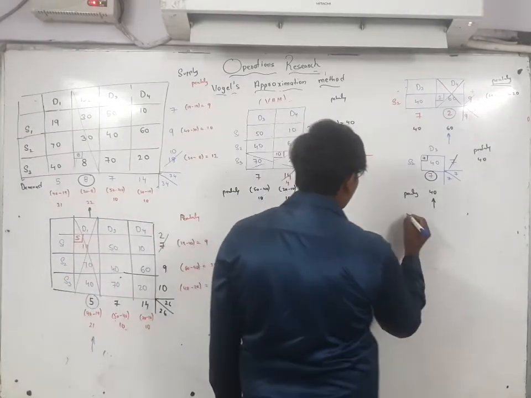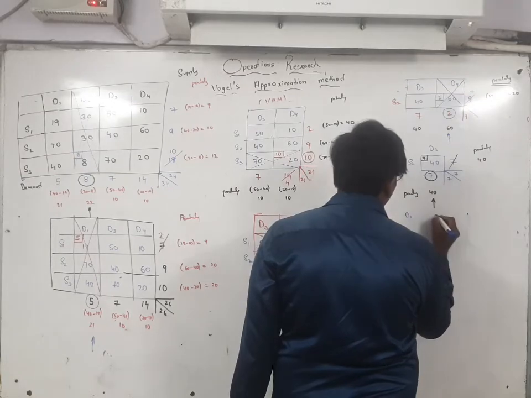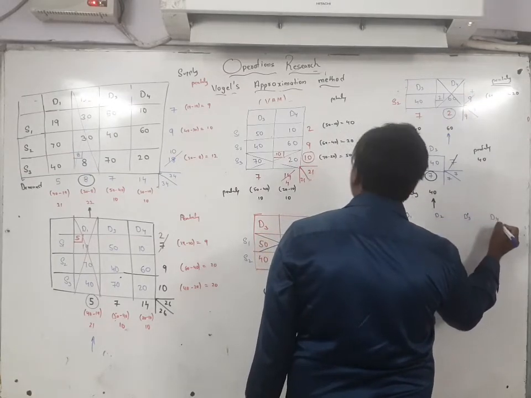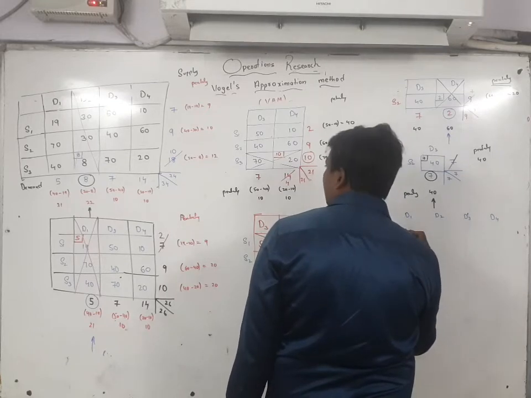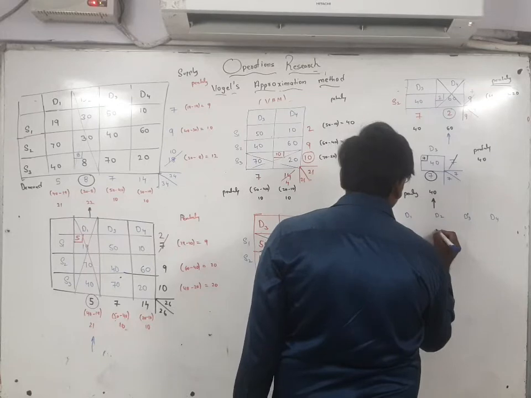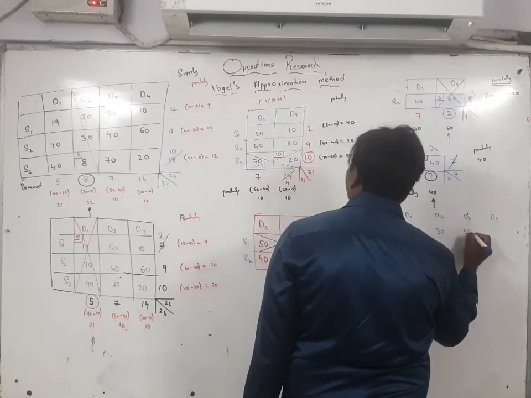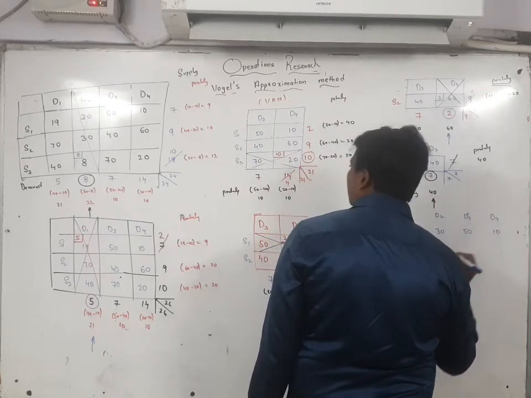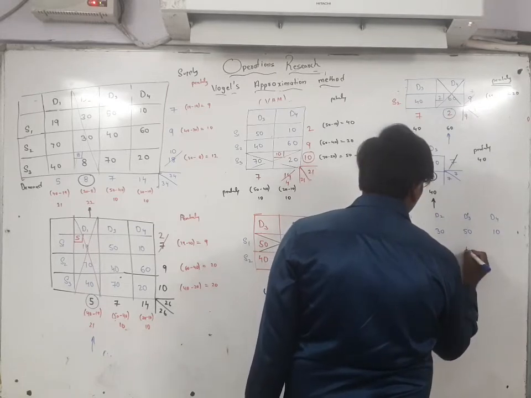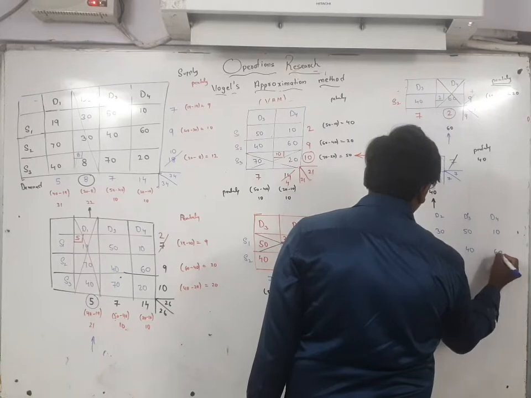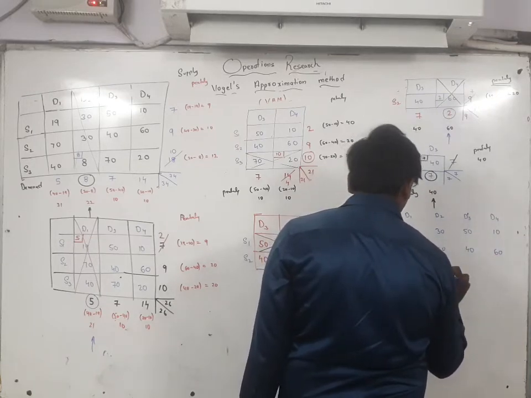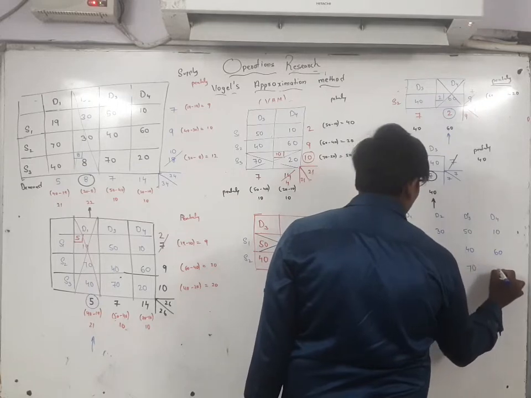In the question, what is the value here? D1. Next value is D2. Next value is D3. Next value is D4. After that, what is the number here? 19. Next one is 30, next one is 50, then 10, then 70, next is 30, this is 40, and this one is 60, next one is 40, next 8, then 70, then 20.